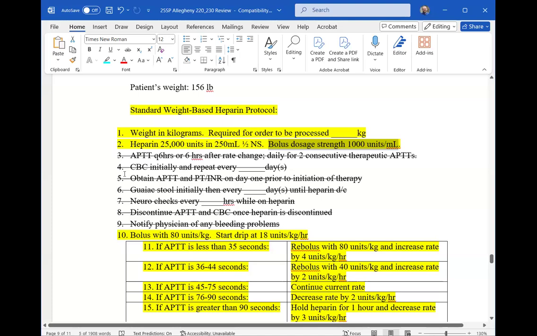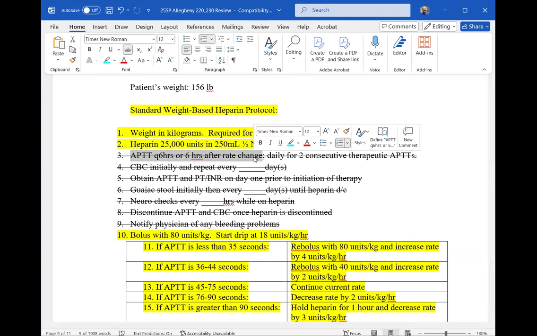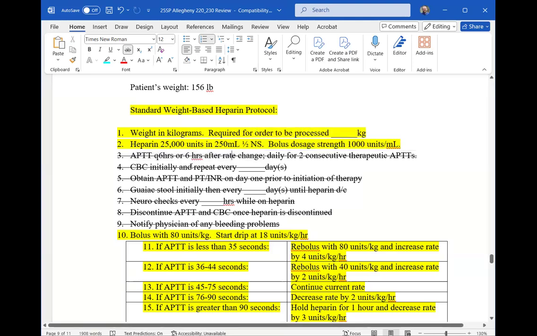These other things, like these steps 3 through 9, are not something you need to worry about. You might want to pay attention because you'll see things like after 6 hours, they checked the APTT, and what do you do next? Then I'll show you how to answer questions like that. But basically, everything else, you don't need to worry about filling in. That's not part of the question.